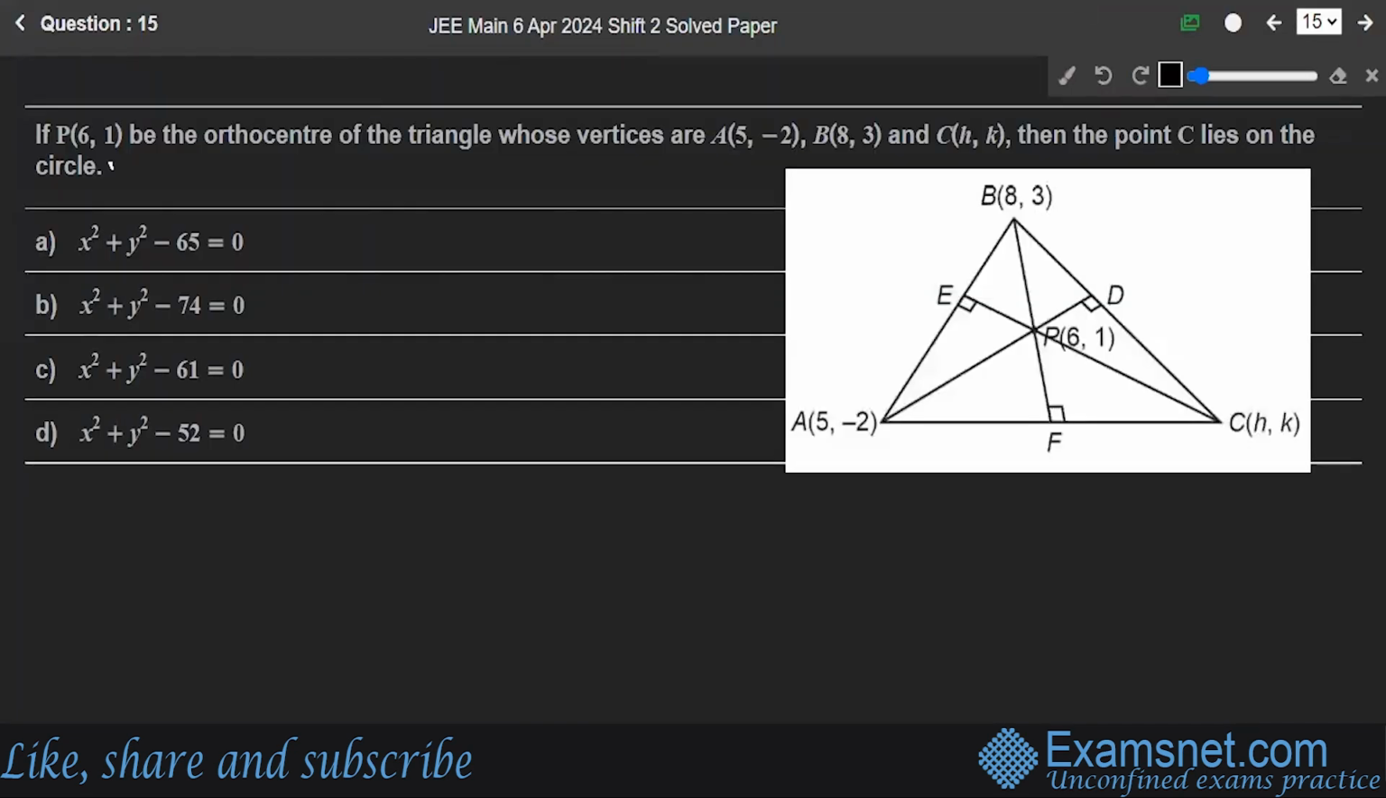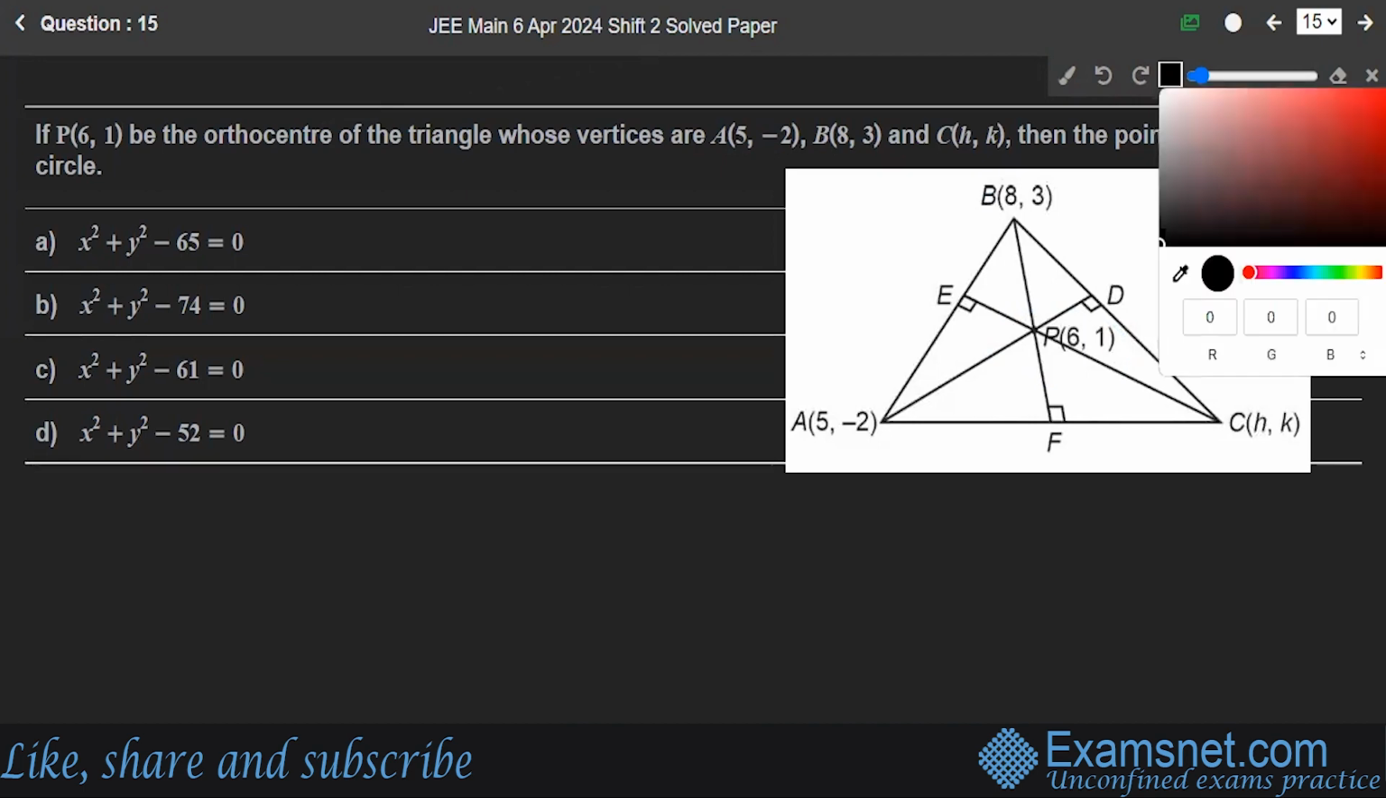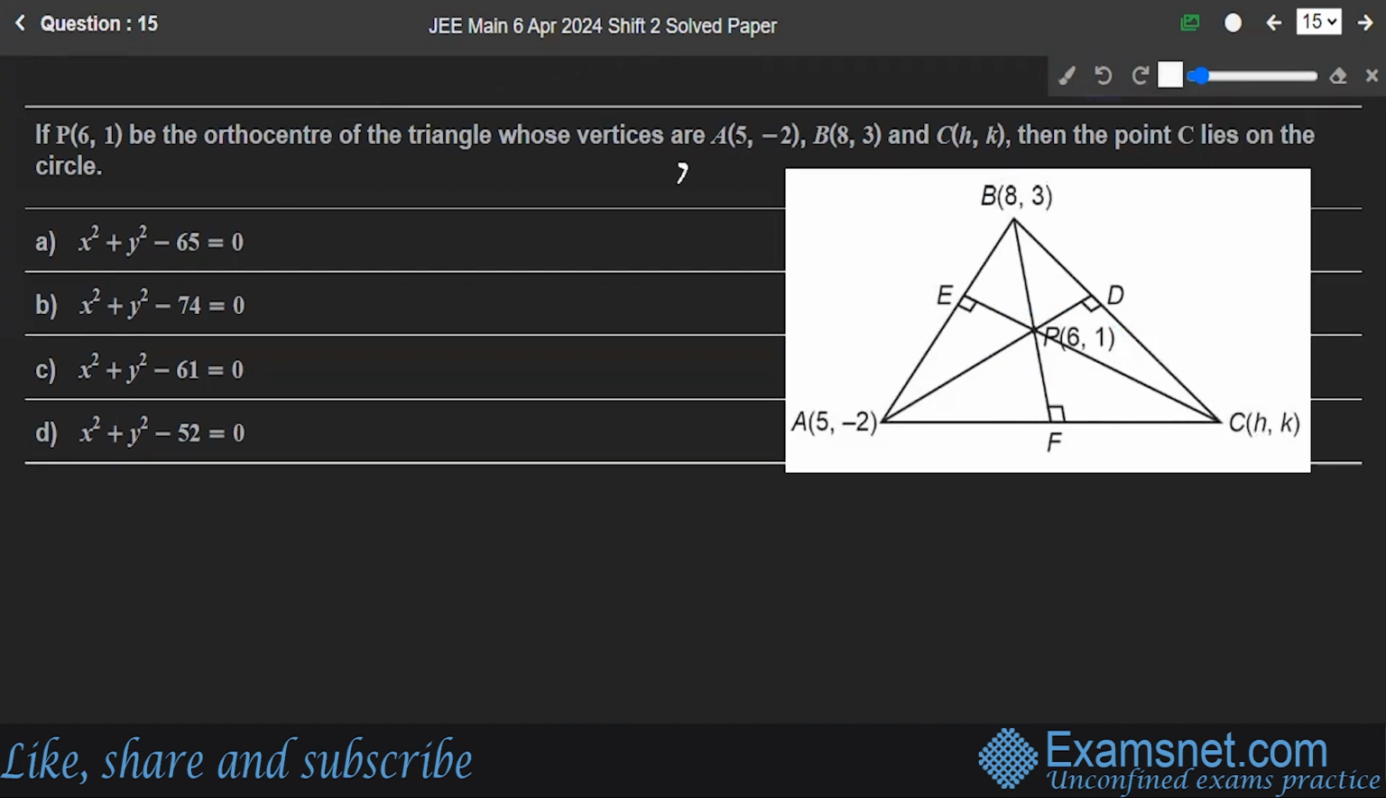Question number 15, let P(6, 1) be the orthocenter of this triangle. So this is the orthocenter of the triangle. These are the vertices A, B, C. So A is given, B is given. I'm assuming C is (H, K). Then C satisfies which of these equations? Basically, you have to find out the coordinates for C. Okay, let's go. And here we go.